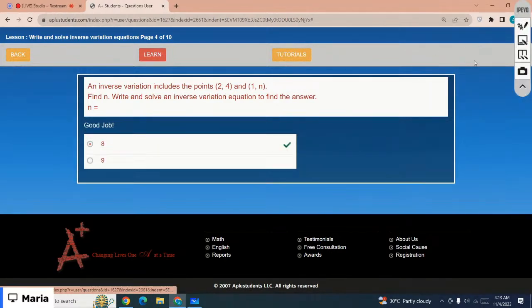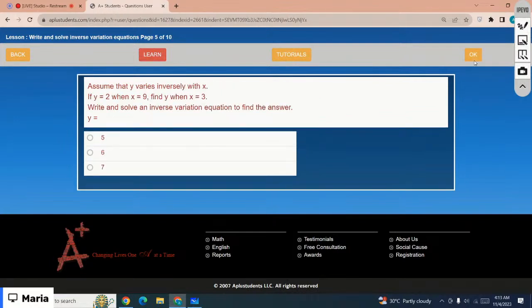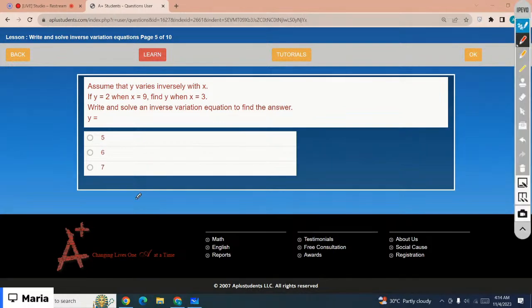Okay, the next one is: assume that y varies inversely with x. If y equals 2 when x equals 9, find y when x equals 3. See, x is decreasing, right? That means y is increasing. Got it? Earlier you had x equals 9, x is decreasing. That means y must be increasing, right?